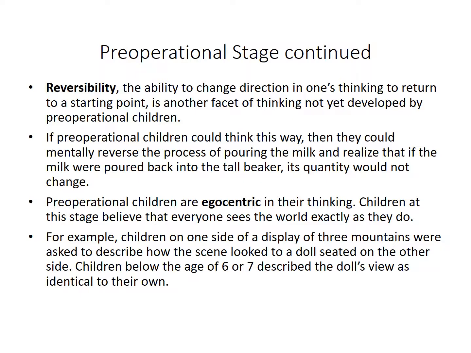Preoperational children are also egocentric in their thinking. At this stage, they believe that everyone sees the world as they do. For example, children on one side of a display of three mountains were asked to describe how the scene looked to a doll seated on the other side. Children below the age of 6 or 7 describe the doll's viewpoint as identical to their own. So they don't have this understanding of other perspectives.